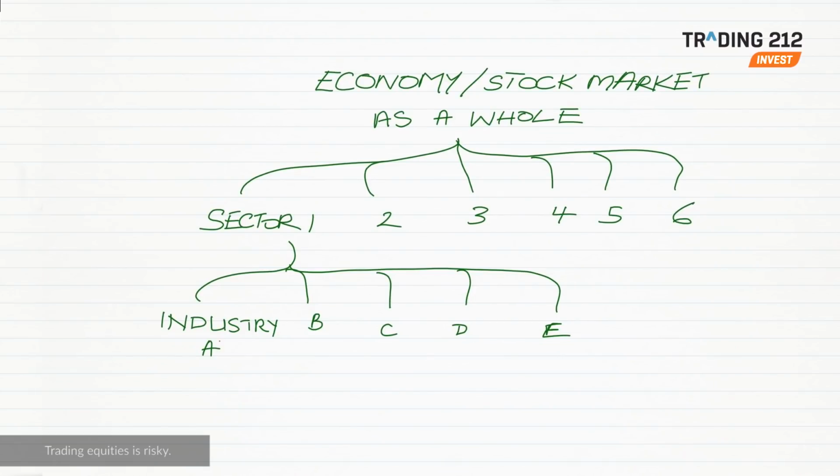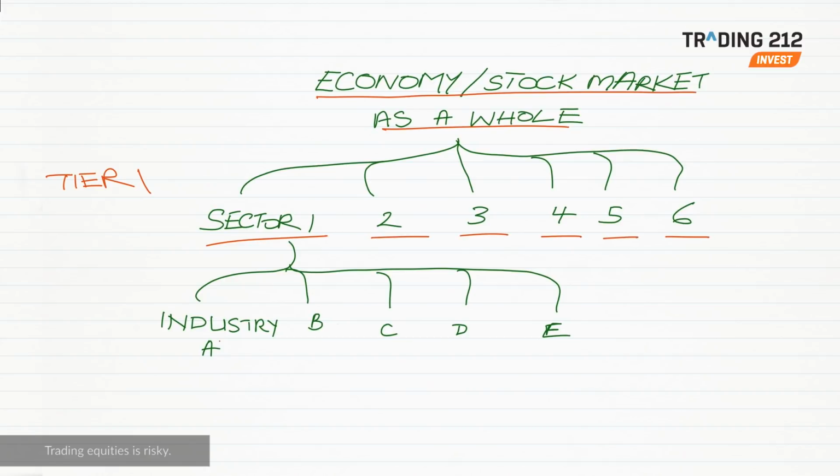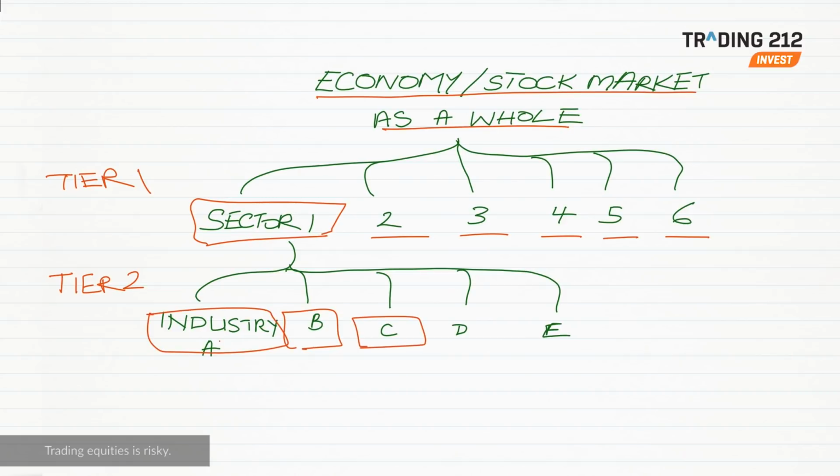So very simply, as we were saying before, the economy or stock market as a whole can be divided up into this broadest tier to start off with, which is sectors. So these different groupings. There are actually more than I'm showing here. This is just a representation to show you how things break down. And then each sector can be subdivided further into this second tier of groupings, which we call industries. So all of these will broadly have some similarities that have caused them to be grouped within the umbrella of the sector in which they live.